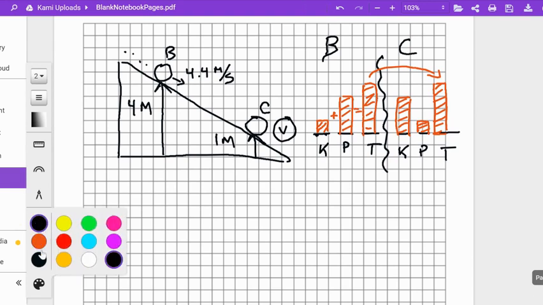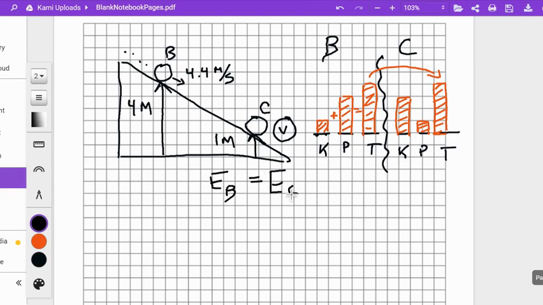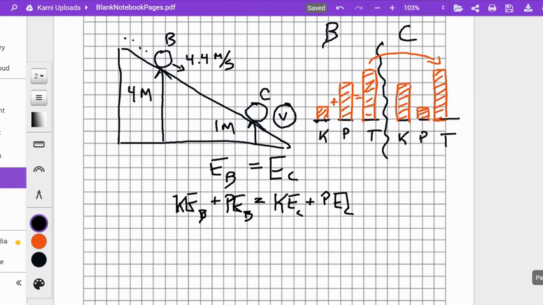Okay, we're going to finish this then. We're going to write an equation now. So the energy at B is equal to the total energy at C. In this case, I'm going to have kinetic energy at B and potential energy at B, right? Because neither one of them is 0. And then the same thing over here. I have kinetic energy at C and I have potential energy at C. Okay. And then we just go ahead and put our formulas in.